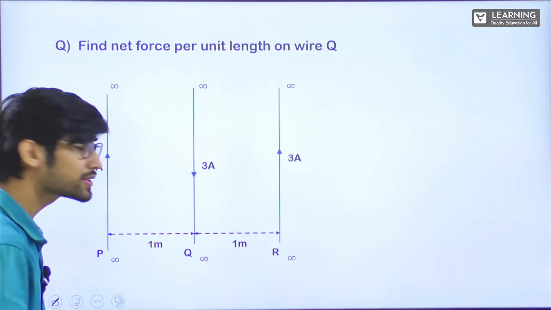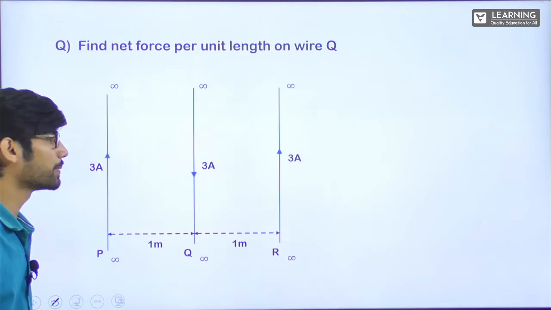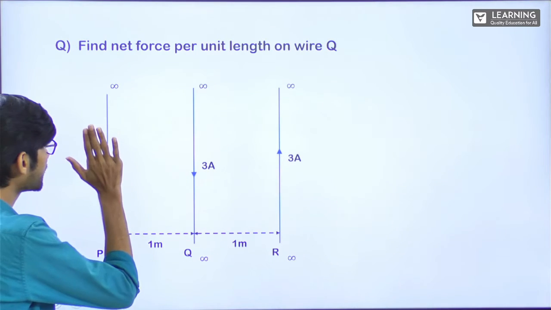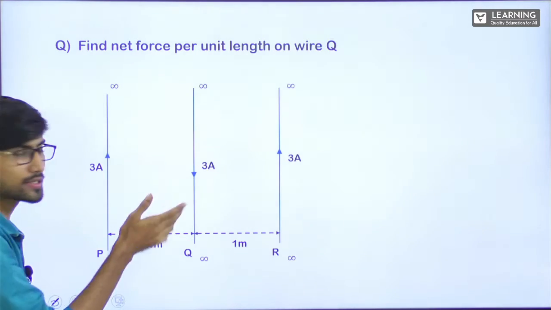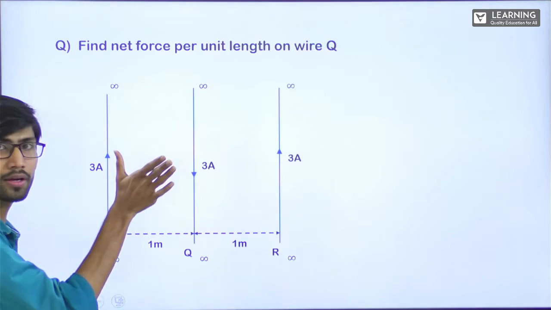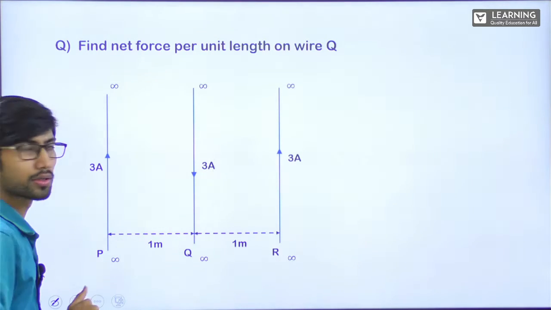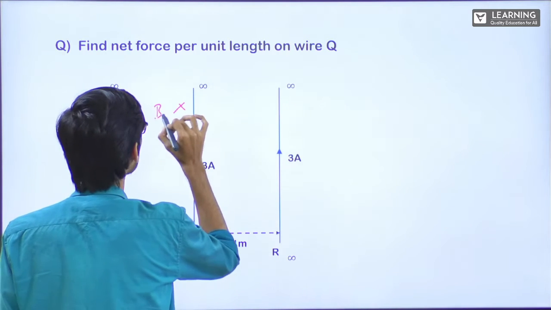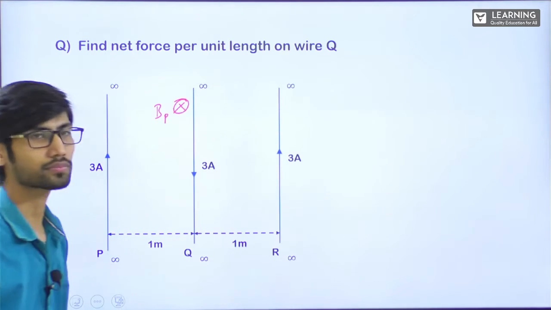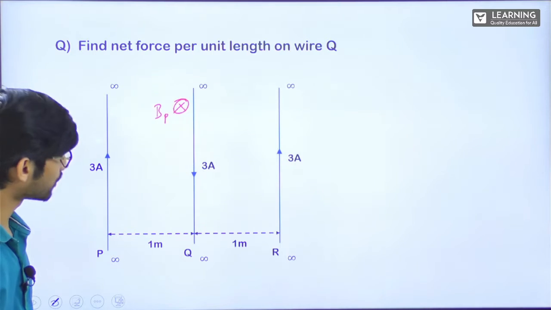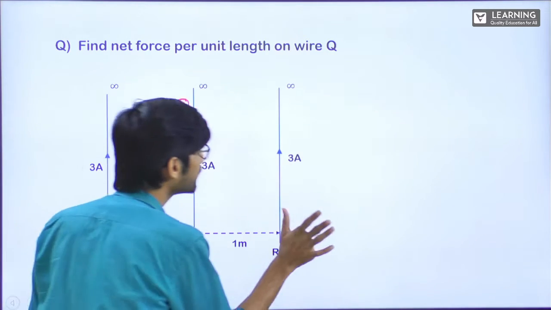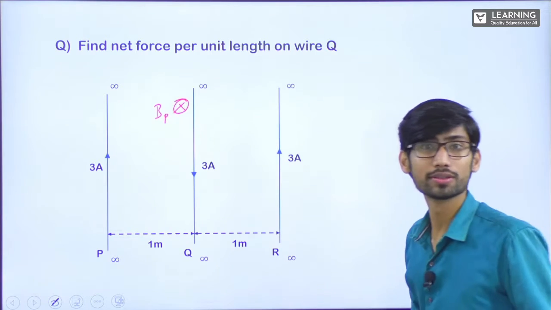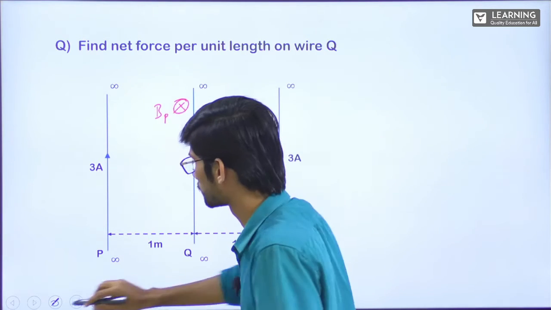Clear? Let's see. Current is 3 ampere. The distance is 1 meter. So magnetic field due to this wire at this point: if I see the direction, thumb in the direction of current, the curl will give the direction of magnetic field, that is inwards. So this is BP, correct? Now B due to R: thumb in the direction of current, then the curl will give the direction of magnetic field, that is outwards.